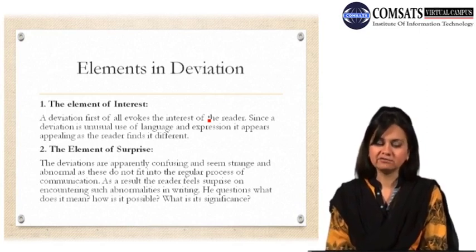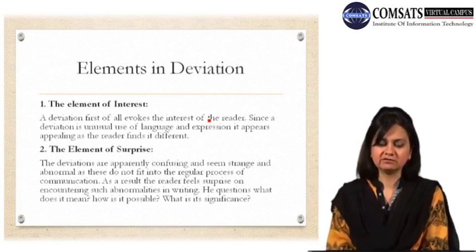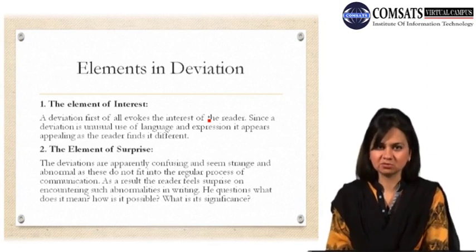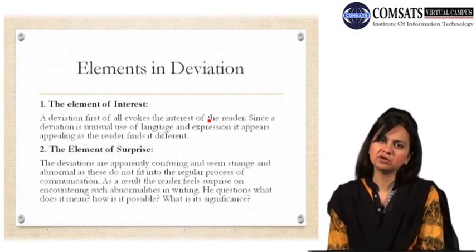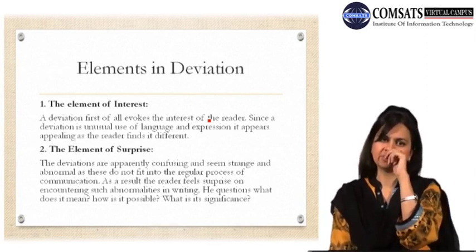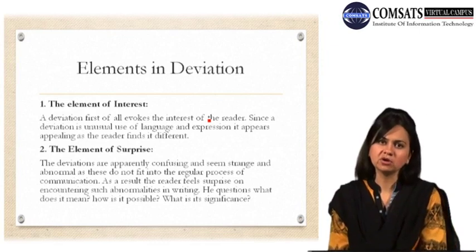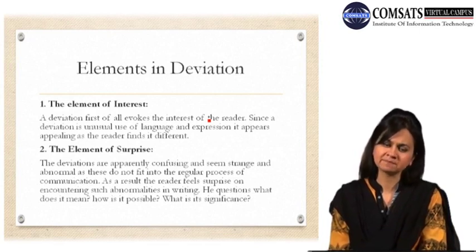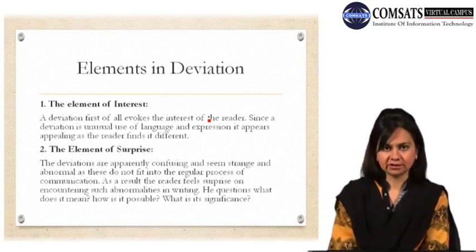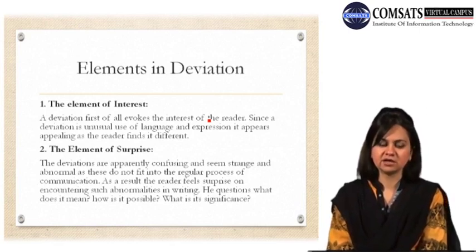Now, any deviation, first of all, evokes the interest of the reader. Since any deviation is an unusual, strange, and very irregular use of language and expression, it appears appealing to the reader, and the reader stops and thinks, what is this? Why is it so? Just the way we stopped and pondered over the fact that "grief ago" seems wrong. "Grief ago" is something that contrasts with our understanding of the measuring of time. Now, another element that is connected to deviation is that of surprise.